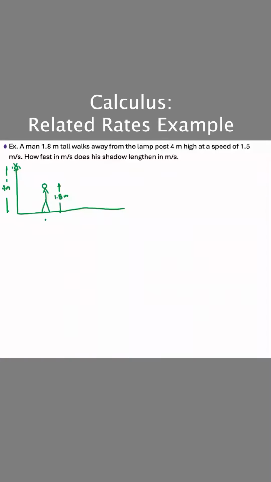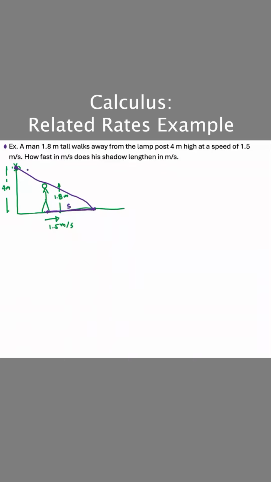Okay, the man is walking at a speed of 1.5 meters per second. How fast, in meters per second, does his shadow lengthen? So let's try to cast the shadow from the lamppost. If this is the lamppost, the shadow is this. This is the length from the man going to the tip of the hypotenuse. So this is the shadow S.